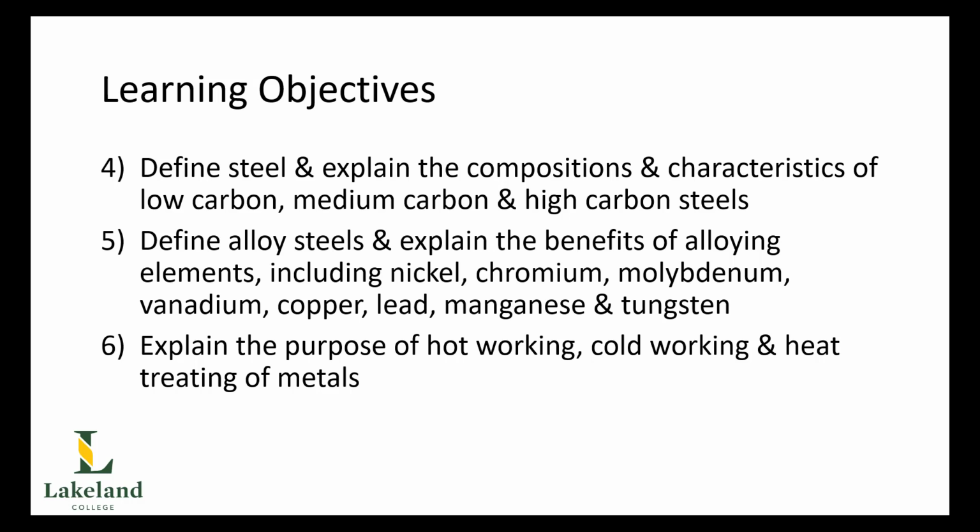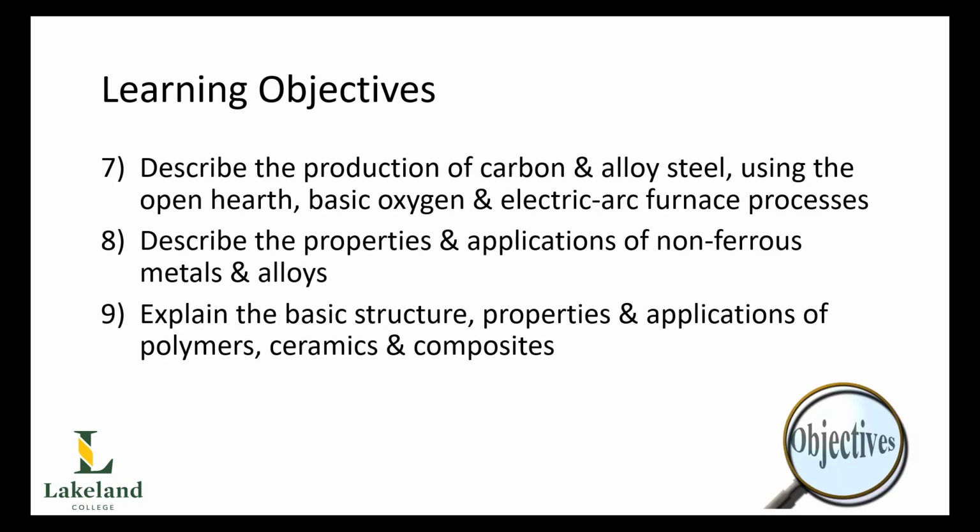For number 5, define alloy steels and explain the benefits of alloying elements, including nickel, chromium, molybdenum, vanadium, copper, lead, manganese, and tungsten. For number 6, explain the purpose of hot working, cold working, and heat treating of metals. Objective 7, describe the production of carbon and alloy steel using the open hearth, basic oxygen, and electric arc furnace processes. For number 8, describe the properties and applications of non-ferrous metals and alloys. And finally, for objective number 9, explain the basic structure, properties and applications of polymers, ceramics and composites.